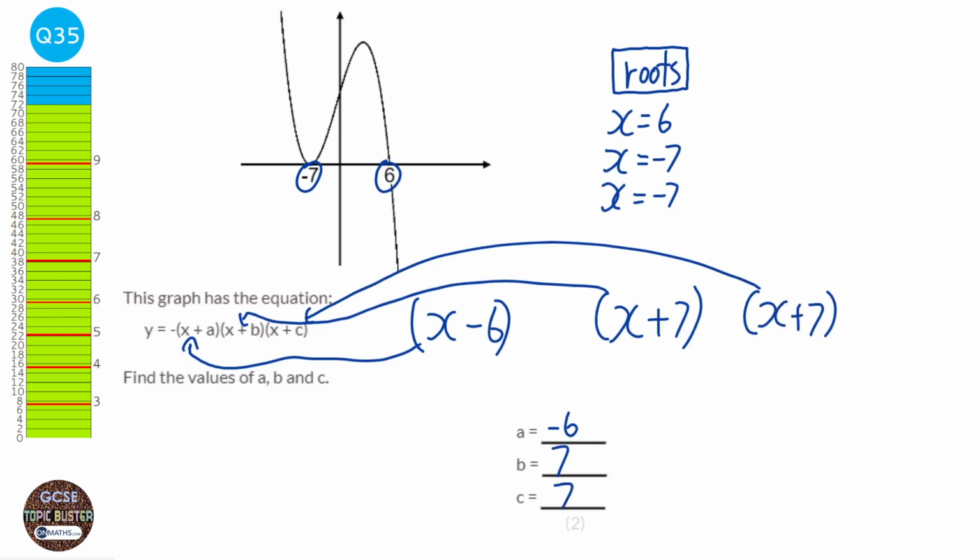Now, you might ask the question, how do you know which is a, which is b, which is c? Actually, it doesn't matter. We could put a at minus 6, and b at 7, and c at 7. As long as one of these is minus 6, and two of these are 7, you'll always get the right answer.